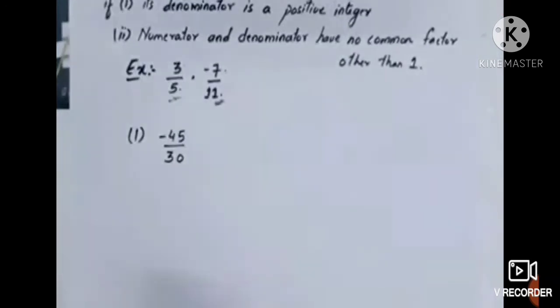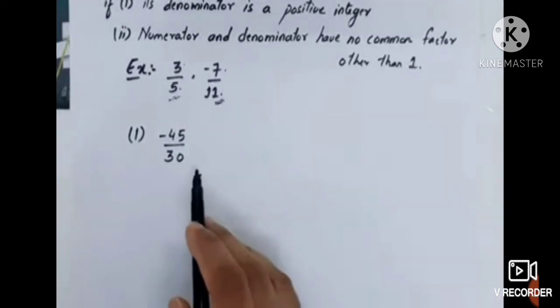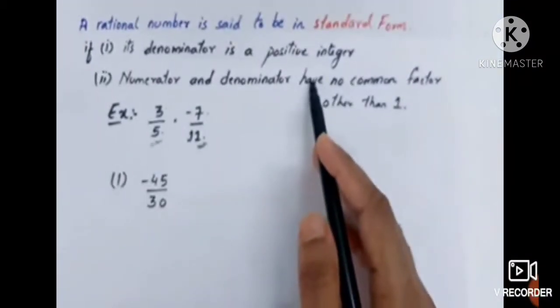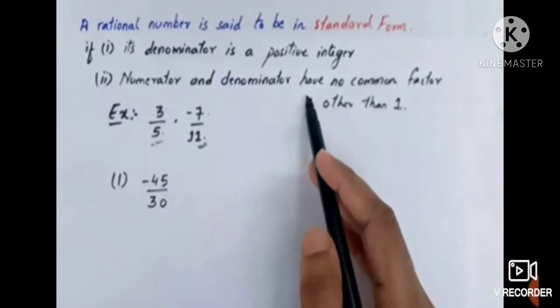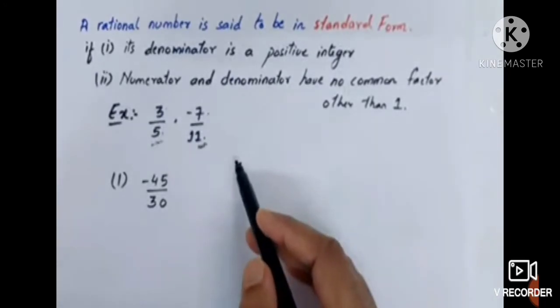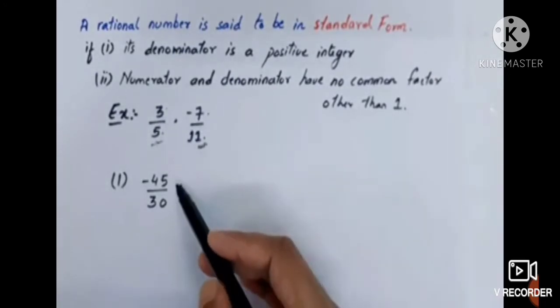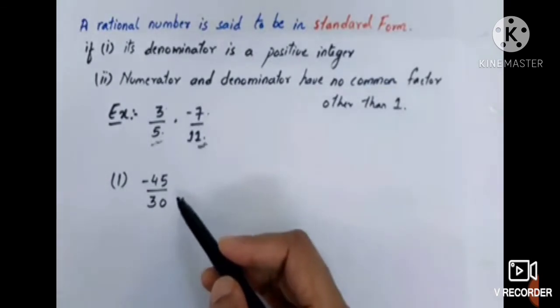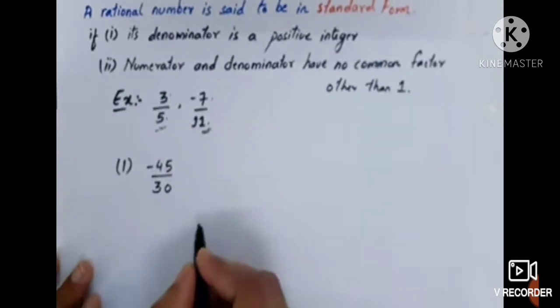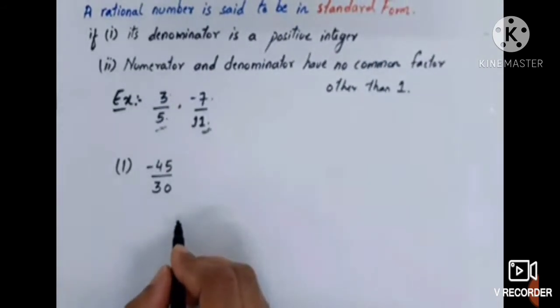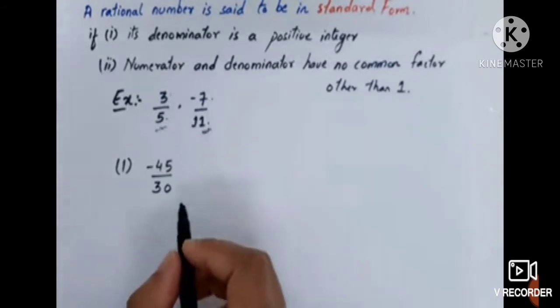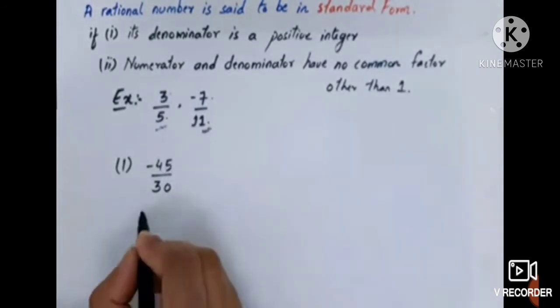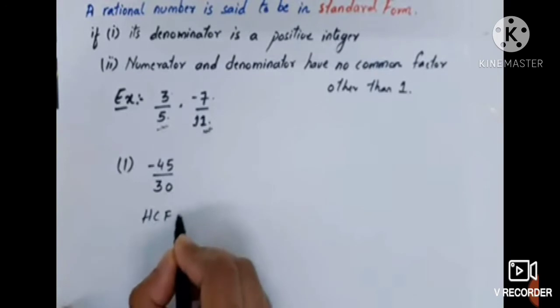Minus 45 divided by 30. Check whether it is in standard form or not. The first condition: the denominator is a positive integer. Yes, the denominator is 30, so that condition is satisfied. But the numerator and denominator should have no common factors, and minus 45 and 30 have common factors other than 1. So it has a common factor. How can you reduce it to the standard form?